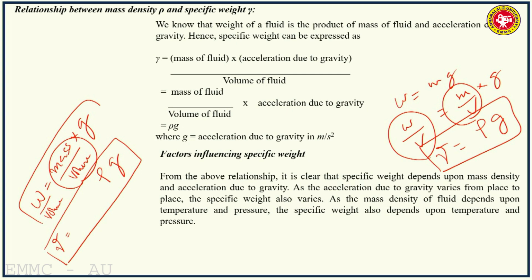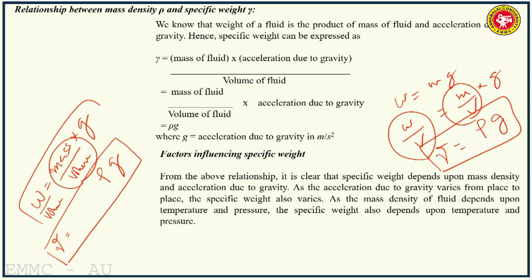So we have gamma is equal to g times rho. Now we can see the influence of factors on specific weight. From this relationship, we have already discussed the factors affecting mass density.